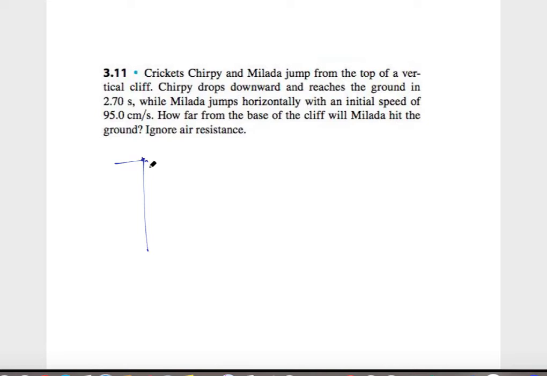So we have one cricket that goes straight down, and it takes 2.7 seconds to fall. So I'll even call that T-fall. And then the other cricket jumps horizontally with some initial speed of 95.0 centimeters per second. So we want to know how far from the base of the cliff this second cricket will hit the ground. So make some kind of parabolic path like this before hitting the ground. And we want to know this distance, we'll call x.